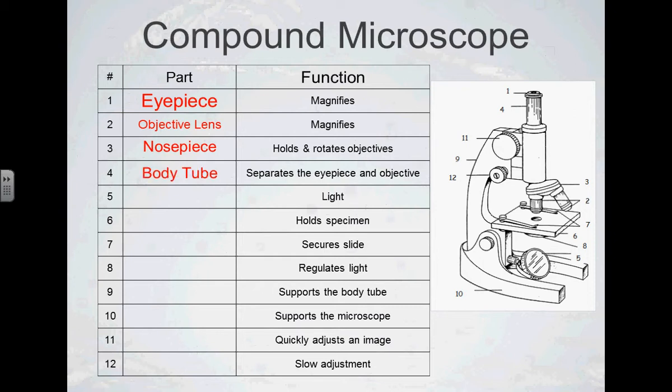The body tube. The body tube is this long tube that sort of separates the objective lens from the eyepiece. Light has to travel through that. And then on the bottom we have the light. So here is the light on this microscope. On this microscope, the light's down here as well.